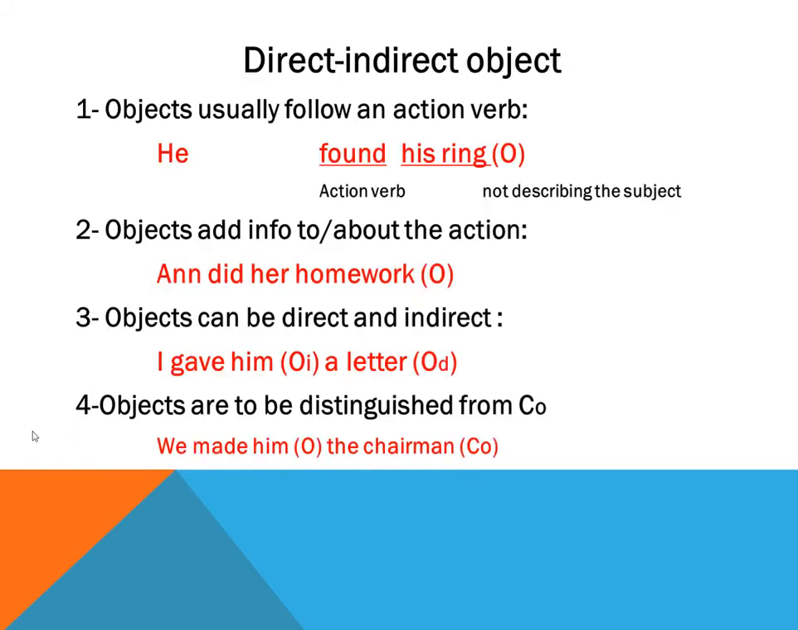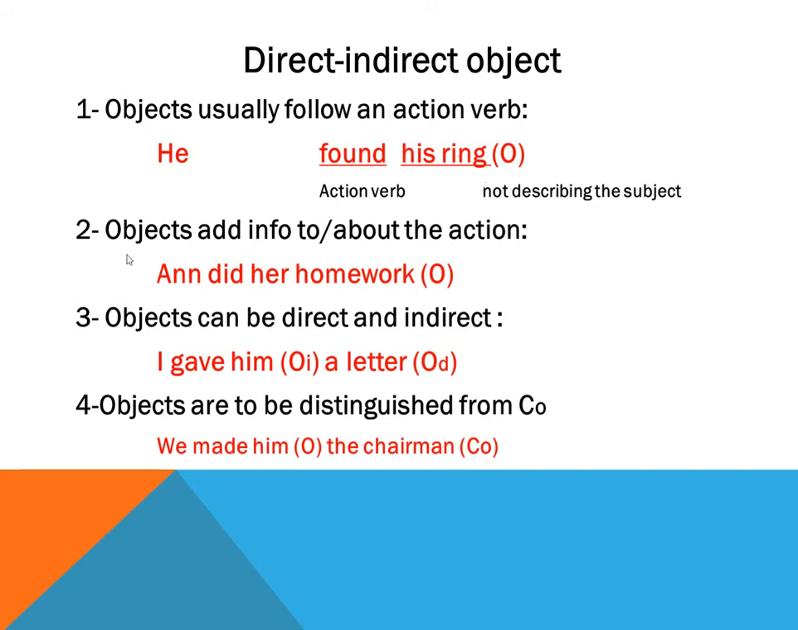And then we have the direct and indirect objects. Objects usually follow an action verb. For example, he found his ring. His ring here is an object. It's not a subject complement because it does not describe he, and it is preceded by an action verb, the verb of finding. So find is an action verb. His ring could be or should be an object.